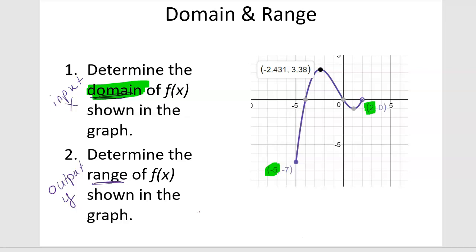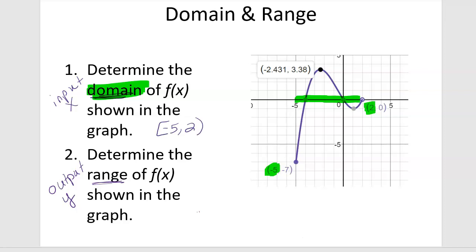So my smallest x value is -5, and my largest x value is 2. So I'm using all of these x values between -5 and 2. Now, you also have to think about the interval notation and how we're going to write that. So with interval notation, in this particular example, I would say bracket -5, comma 2 parentheses.